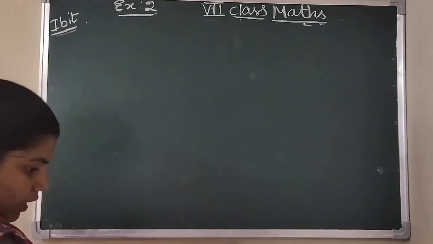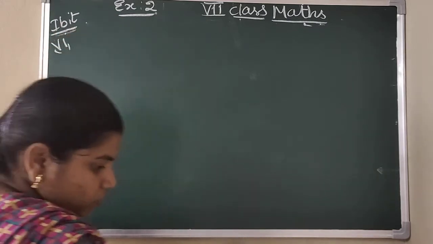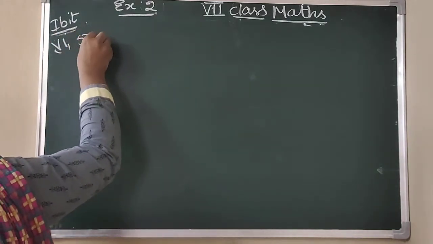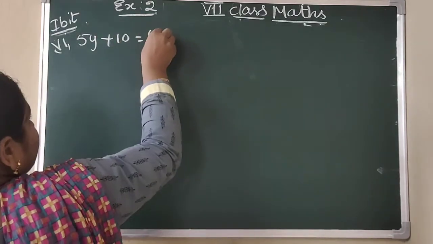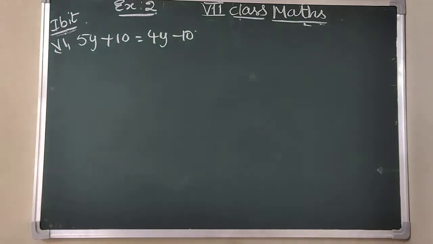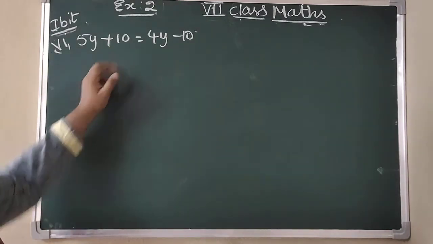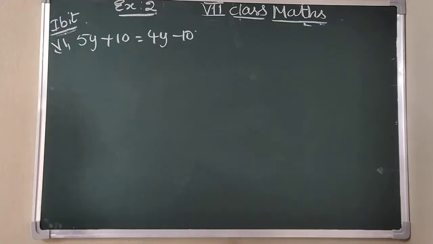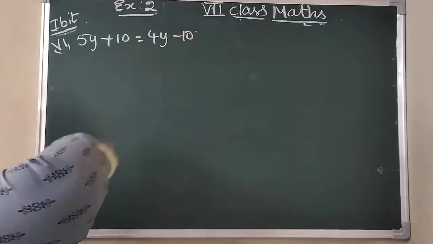So the last one, that is the 6th question. The 6th is 5y plus 10 is equal to 4y minus 10. First, which alphabet do I have to find? I have to find the variable, that is y. Now which number do I have to eliminate? I have to eliminate this plus 10. So what is the transpose of plus? That will be minus. So we have to subtract 10 on both sides.